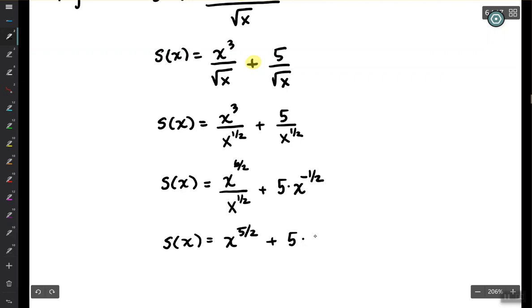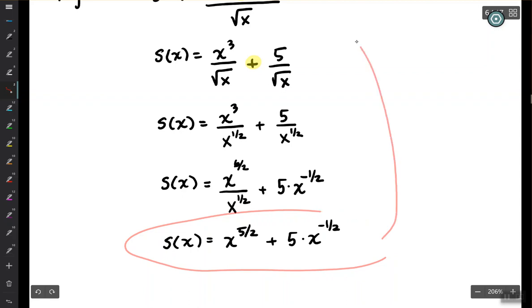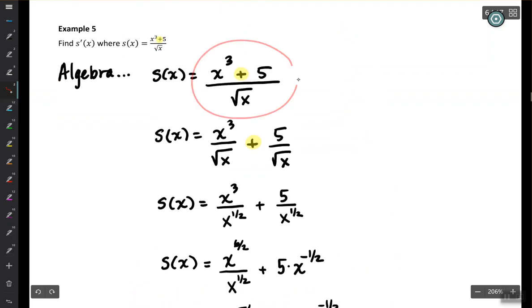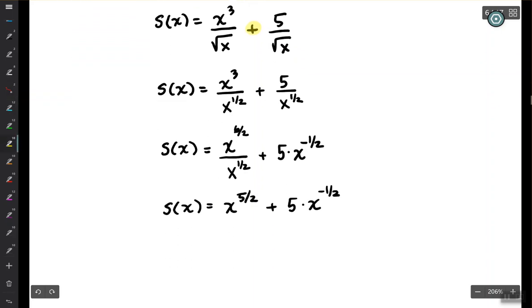And now notice how delightful this is for power rule. This is nice for calculus. In algebra, you would have probably preferred to clean things up and write it this way. All right? But now it's in a great form. S is one function of x plus a constant 5 times another function of x. I'm going to compartmentalize my thinking.